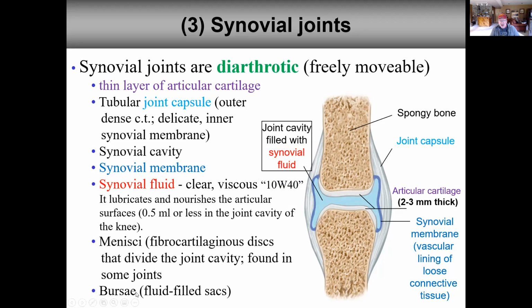We can also find structures called bursae. That again would be plural. A bursa would be one fluid-filled sac, and I'll give you some examples of bursae in just a few moments. But that fluid inside the sac is again synovial fluid.